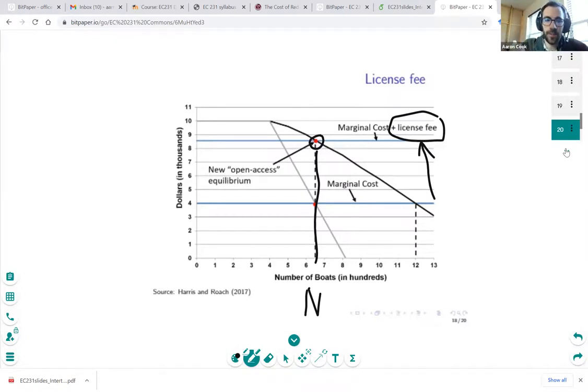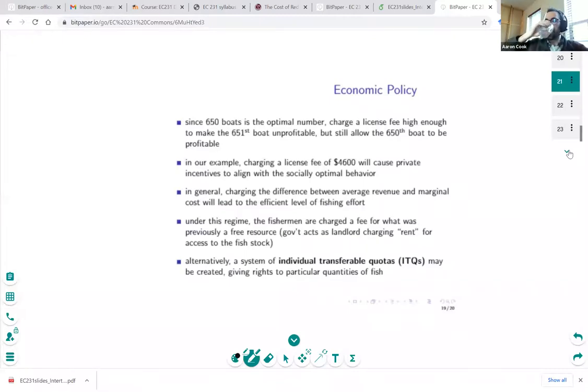If we set that license fee at the correct level, at the vertical distance between average revenue and marginal cost at the optimal number of boats, that will be the fee that would, in theory, restrict entry and make it privately optimal for boats to stop entering once we reach the N-star amount. Okay, so that's one policy option which would correct that market failure, correct the overfishing, correct the continued entry of boats even after it's no longer profitable.